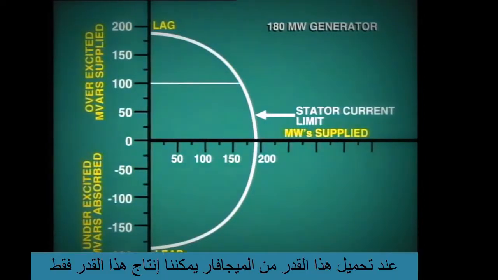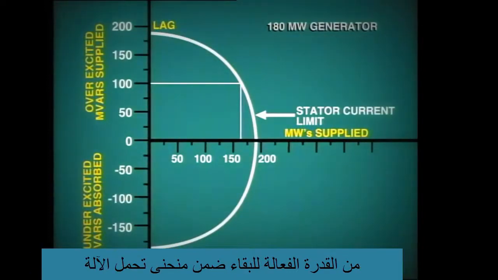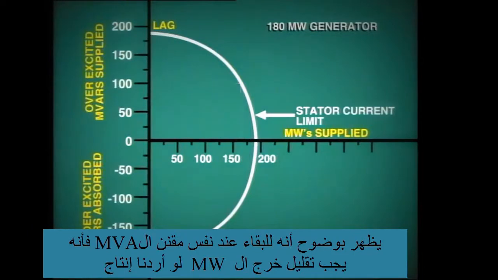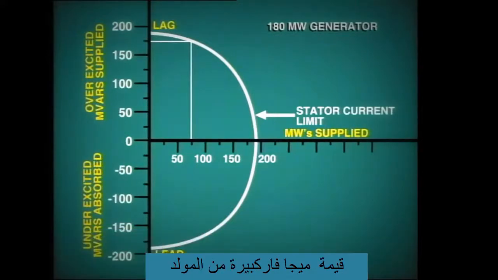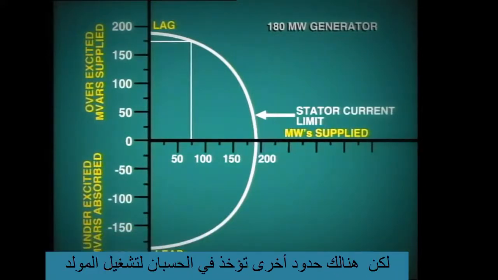This generator capability curve shows us the limitation on MVA due to current in the stator. For example, at this megavar loading, we can only produce this amount of active power to stay within the machine's capability. Clearly, in order to keep within the MVA rating, we must reduce megawatt output if we wish to produce a large output of vars with the generator. However, there are other limits to observe in generator operation.